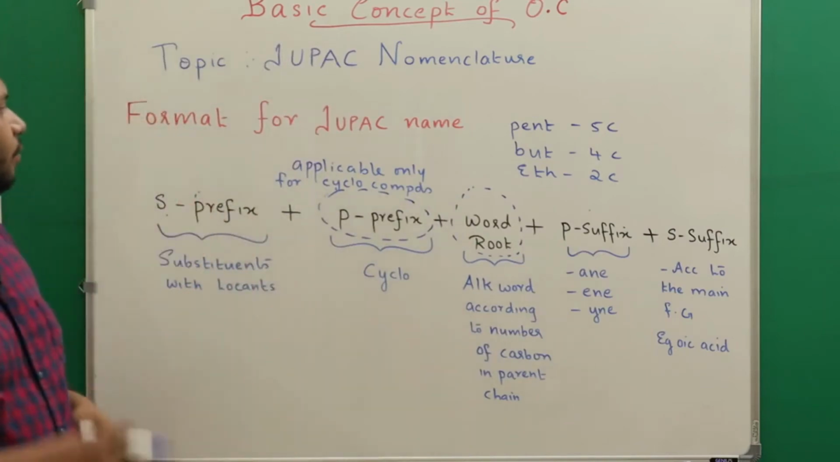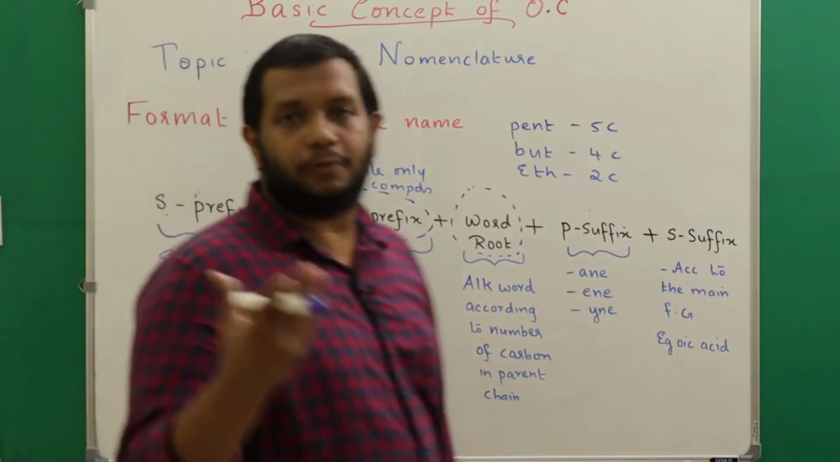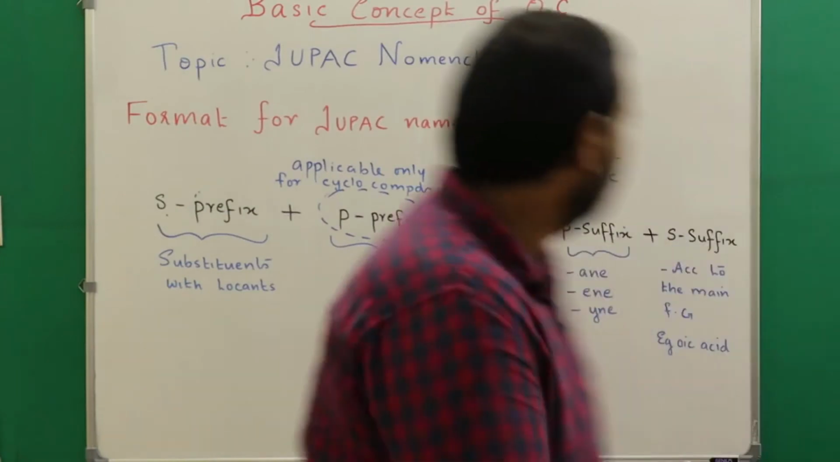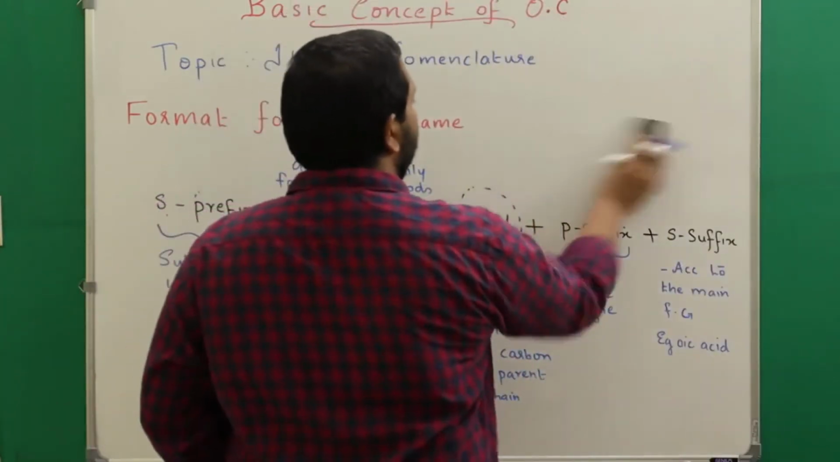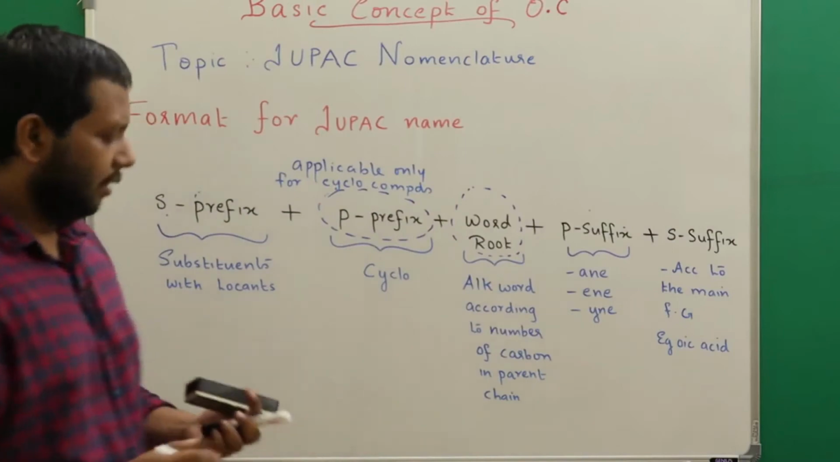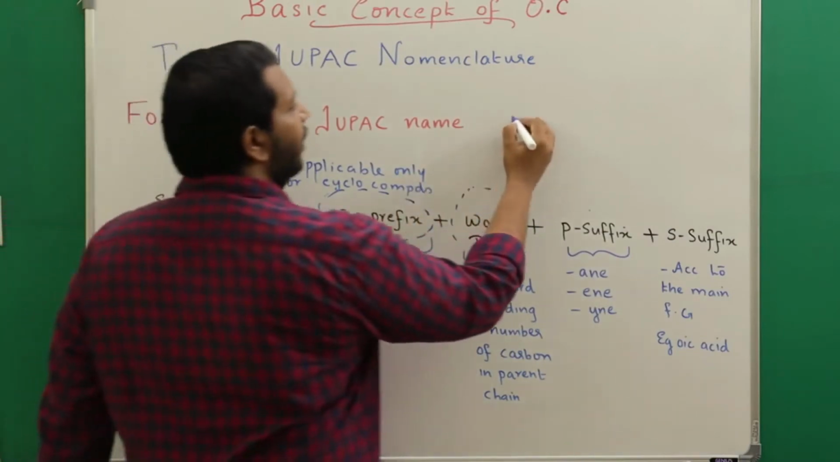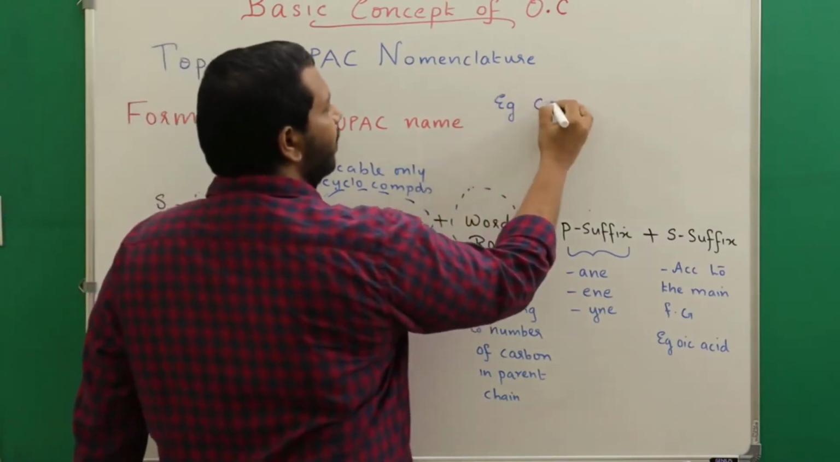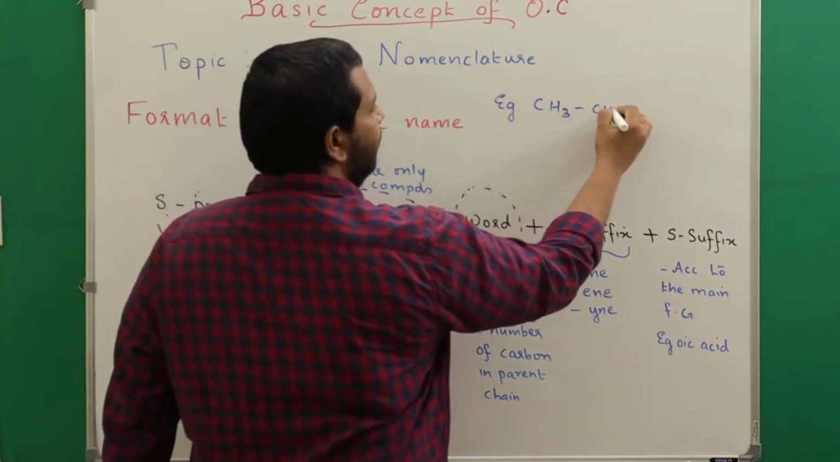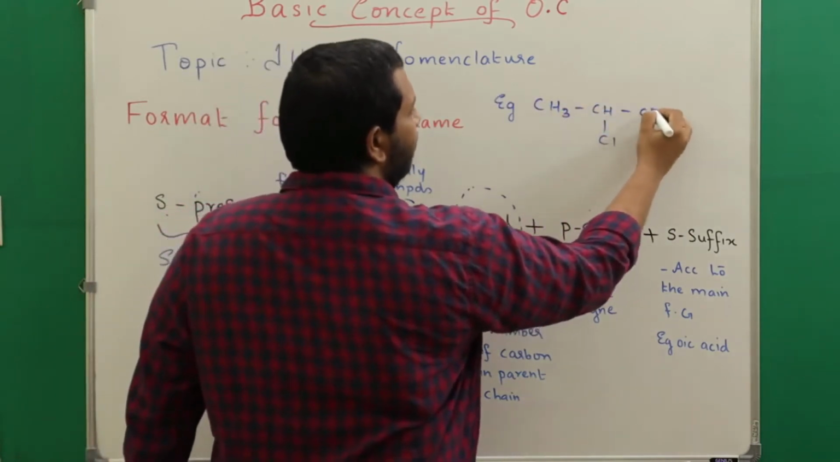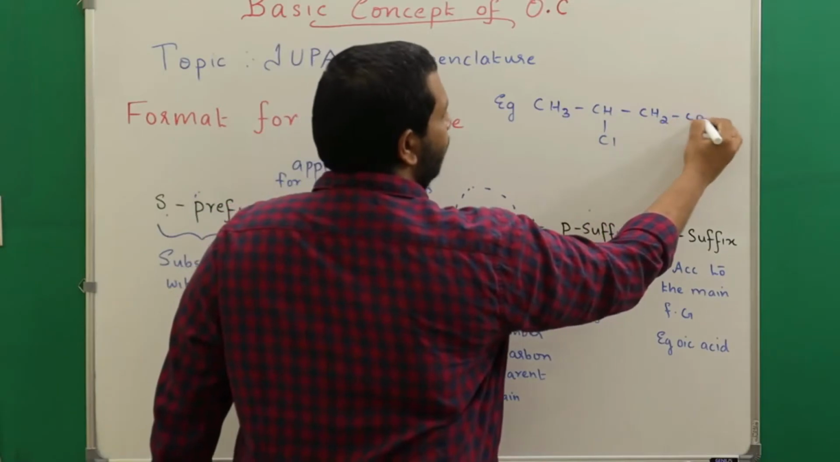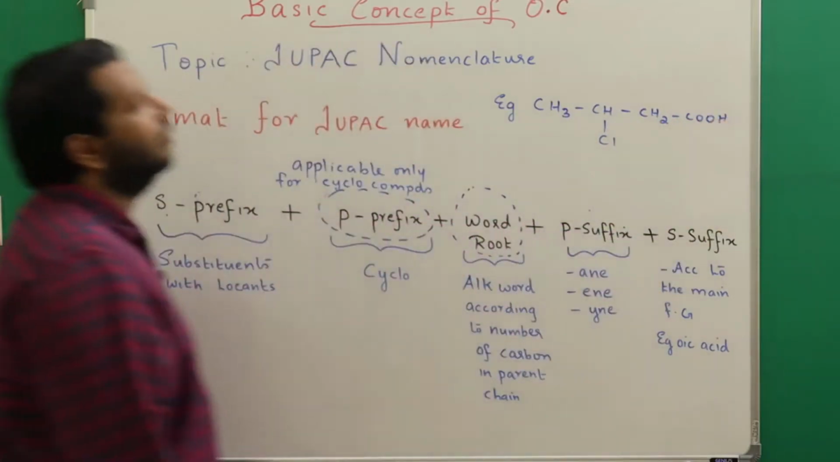Let's see one example, then it becomes easier for you. This is just for your understanding. I am writing an example, something like this: CH3, CH, Cl, CH2, COOH. So this is an example I am giving.